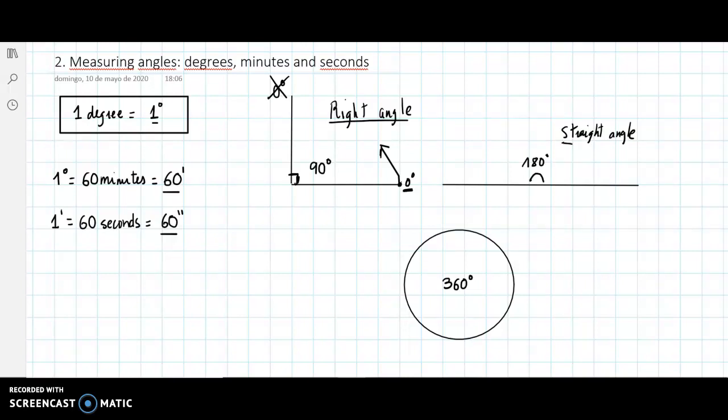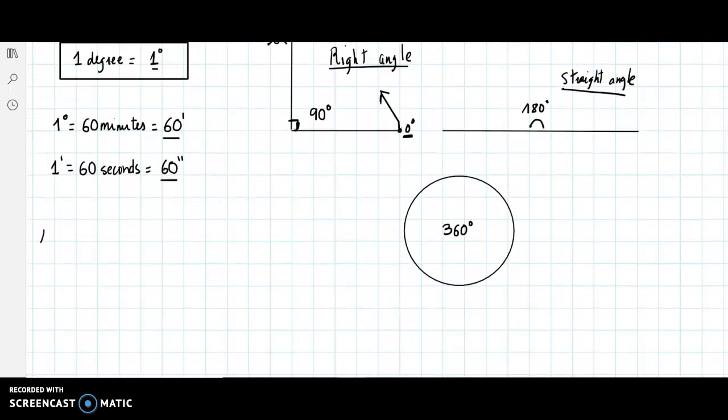Then we have an example of a straight line that is 180 degrees. So it's the same as multiplying the right angle by 2, 2 times the right angle. And then we have a circle, and the circle has 360 degrees.